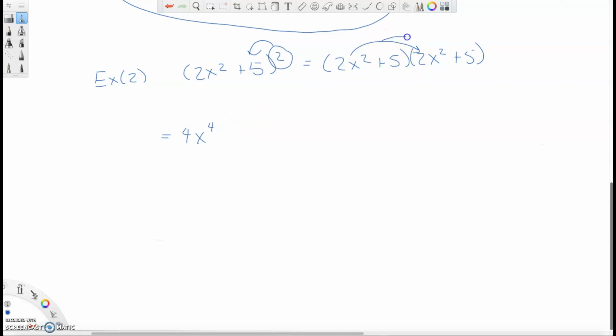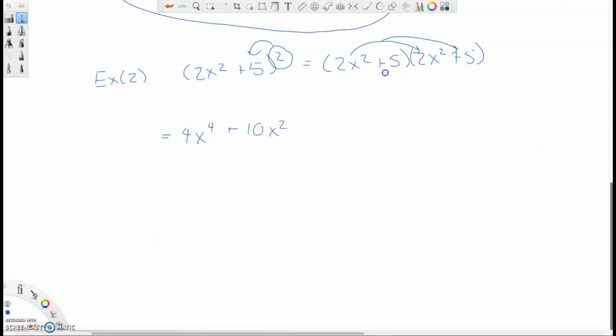Now, let's multiply this 2x squared by 5. I have two coefficients, so multiply them together. You get 2 times 5, which is 10. And then I see that there's no variable over here, so my x squared is going to stay the same. All right? I'm done with that side.